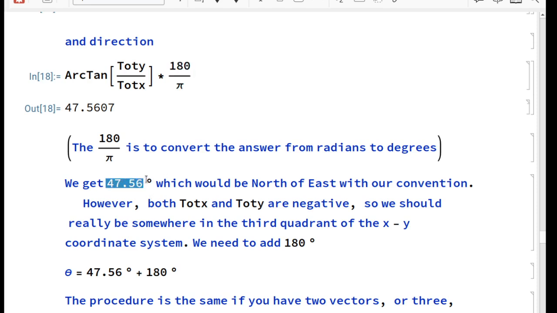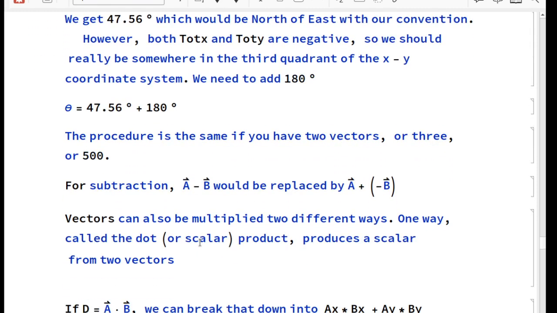The problem here is 47.56 is northeast. Since total x and total y are both negative, we should really be southwest. We have to add 180, and we get that the real answer is 227.56 degrees. Now we do the same thing for any 2 vectors, 3 vectors, 500 vectors, however many we have. Get the components, add the x's, add the y's, combine them using the Pythagorean theorem and the arctangent.